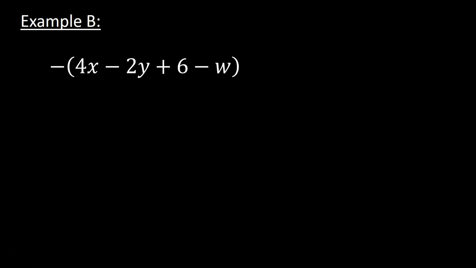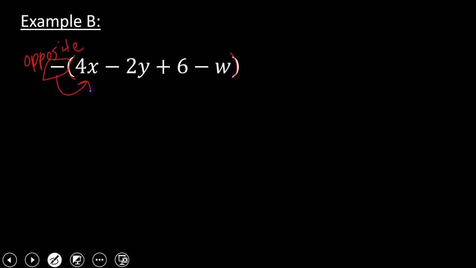Example B, we're going to think about this problem in two different ways. The first way we're going to think about it is we're going to think of this negative symbol as the word opposite. And we're taking the opposite of this entire set of parentheses. So we're recording the opposite of 4x.